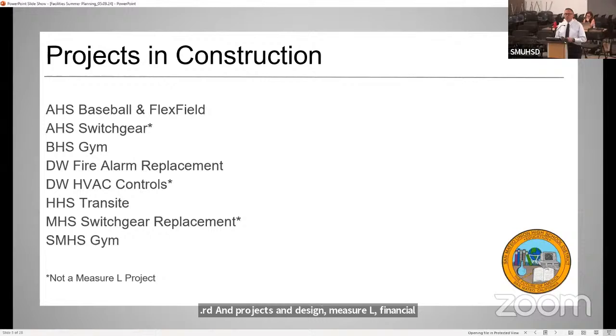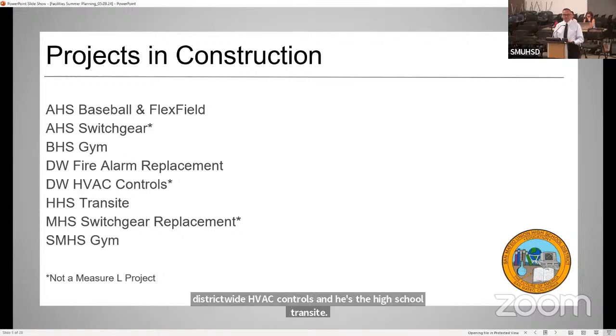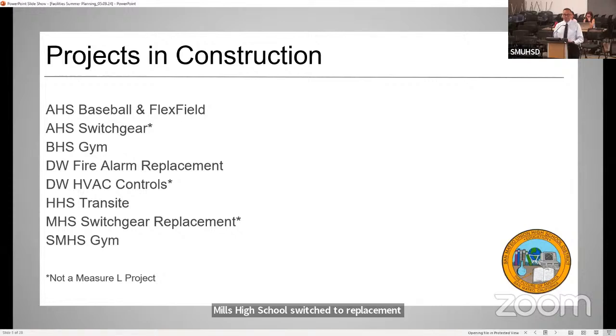Projects in construction are our Aragon High School baseball and flex field, our Aragon High School switchgear, our Burlingame High School gym, our district-wide fire alarm replacement, our district-wide HVAC controls, Hillsdale High School Transite, Mills High School switchgear replacement, and our San Mateo High School gym. Some of the asterisks here are not funded by our Measure L, but by deferred maintenance.